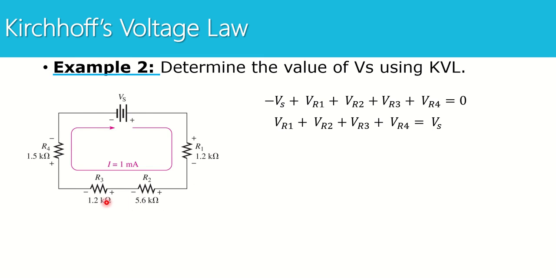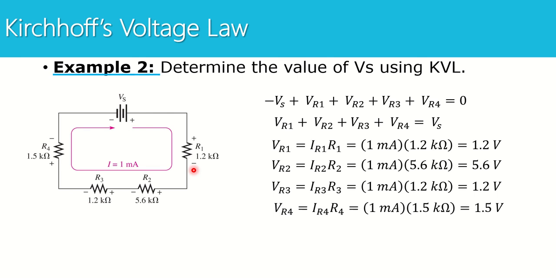I don't have them on the diagram, but I have a way to find them using Ohm's law, because I know the current through each resistor, and I know each resistance level. So I'm going to use Ohm's law to find the voltage for R1, R2, R3, and R4. I'm going to plug in the current of 1 milliamp with each resistor value. Now I know VR1, VR2, VR3, VR4. I know if I add them all up, I'll have the source voltage. And that's what I'm going to do. So you end up with a source voltage of 9.5 volts using KVL.